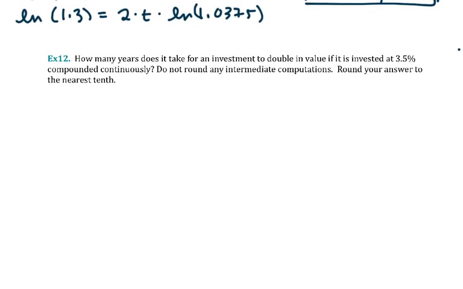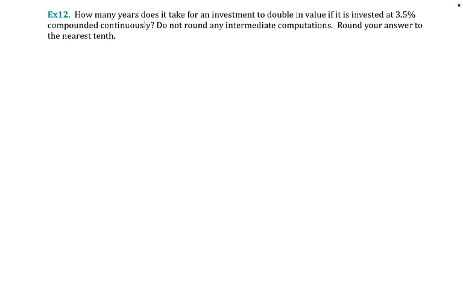Last example in this video, example 12. How many years does it take for an investment to double, if the value invested is at 3.5% compounded continuously? We don't want to round in the middle while we're doing any intermediate computation, so we're going to keep everything as exact as possible. And at the end, we'll round our answer to the nearest tenth.